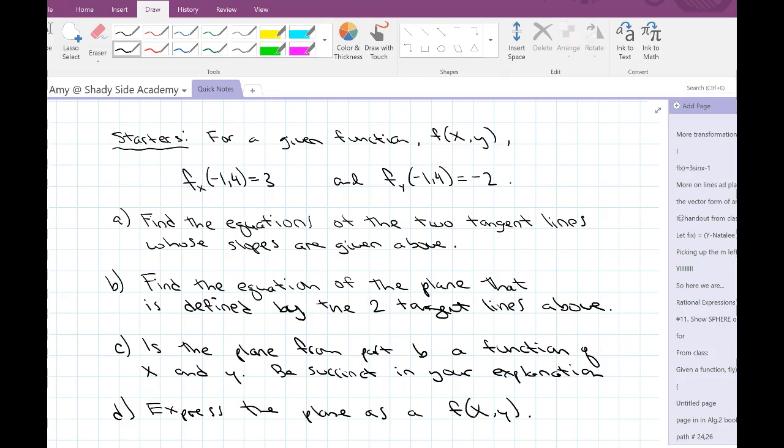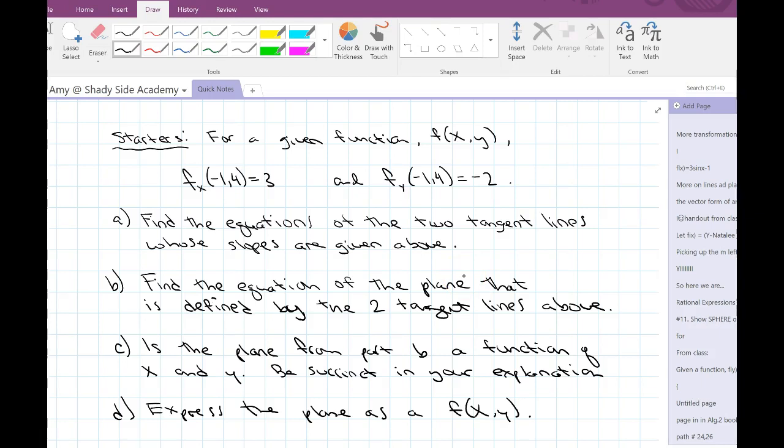This is the starter, all right? Now, here's what you're told. You're told there's a function of x and y, and you're told the two partial derivatives right here, okay? And part A, and here's where all that work with equations of lines in vector form or parametric form will pay off from linear algebra. What I'd like you to do, please, is find the equations of the two tangent lines whose slopes are given above. So, and you can express these lines in vector form or in parametric form.